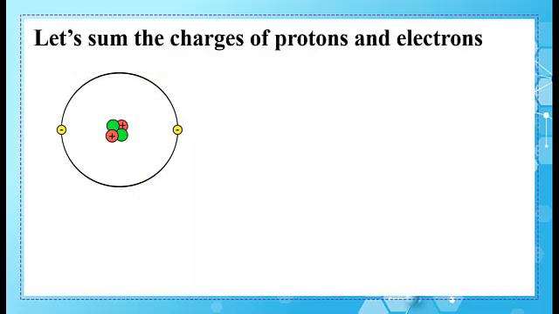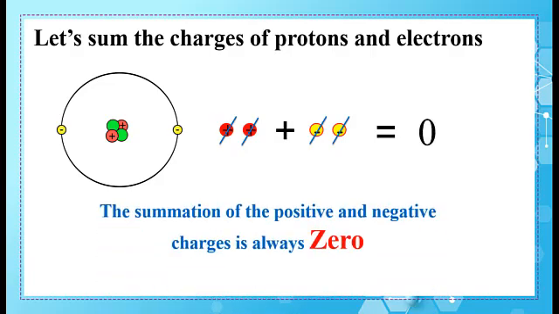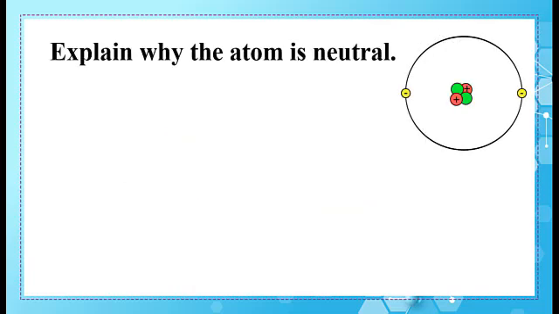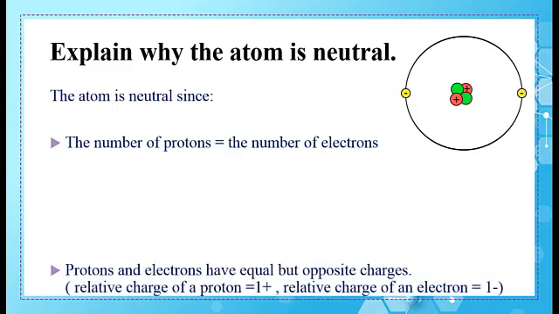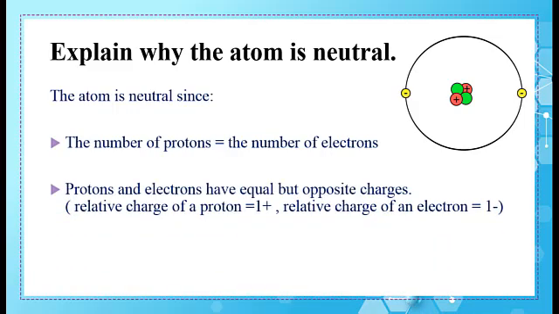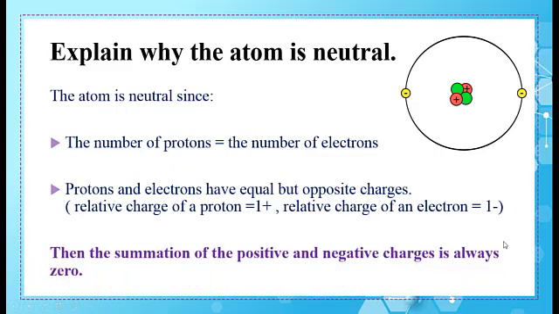Now, let's sum the charges of protons and electrons. In this atom, we counted 2 protons and 2 electrons. So, 2 protons plus 2 electrons. 1 proton cancels 1 electron, the other as well. The sum of these two charges is equal to 0. We conclude that the summation of the positive and negative charges is always 0. How do we explain why the atom is neutral without calculation? The atom is neutral since the number of protons is equal to the number of electrons. Protons and electrons have equal but opposite charges. The relative charge of a proton is equal to 1 plus, and the relative charge of an electron is equal to 1 minus. Then the summation of the positive and negative charges is always 0.